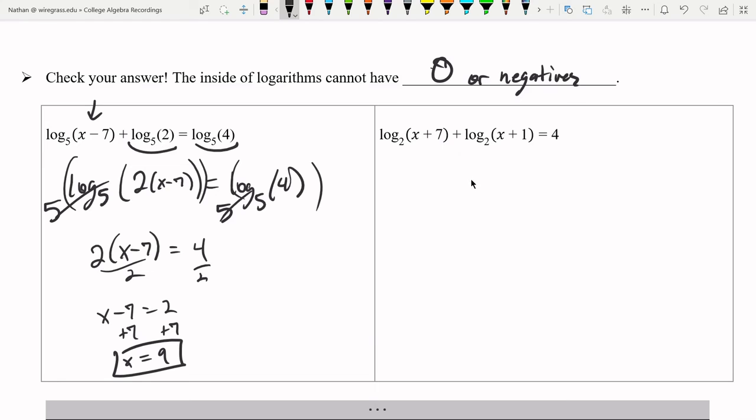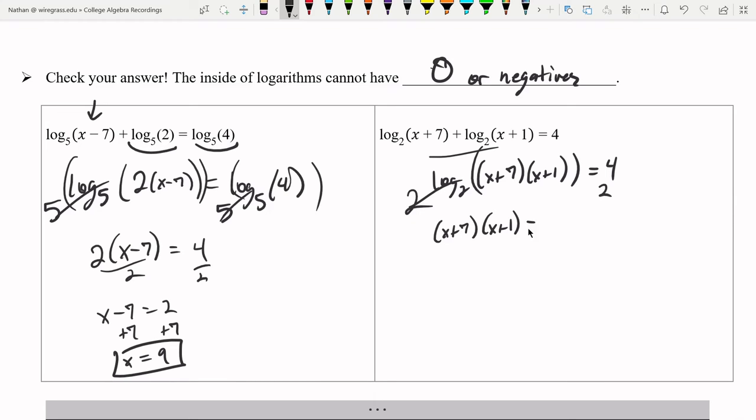Okay, for this next one, we can combine this side, right? This side becomes log base 2, x plus 7 times x plus 1, equals 4. And now I can get rid of the logarithm by taking 2 to both sides. That gives me x plus 7 times x plus 1 equals 2 to the power of 4, which is 16. And this is a quadratic equation. Let's expand the left-hand side, get everything over to one side, and go from there. We're going to get x squared plus 8x plus 7, subtracting the 16 over.